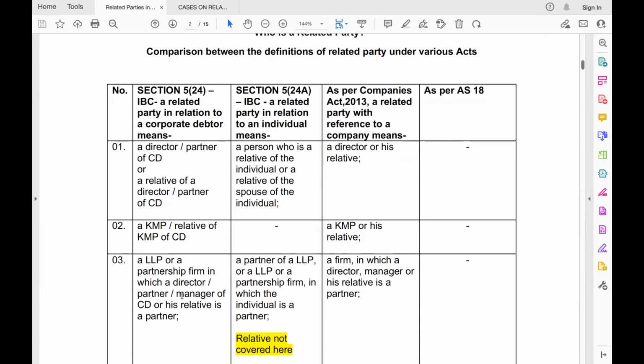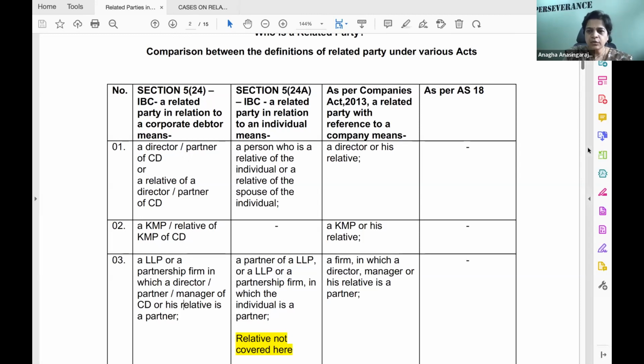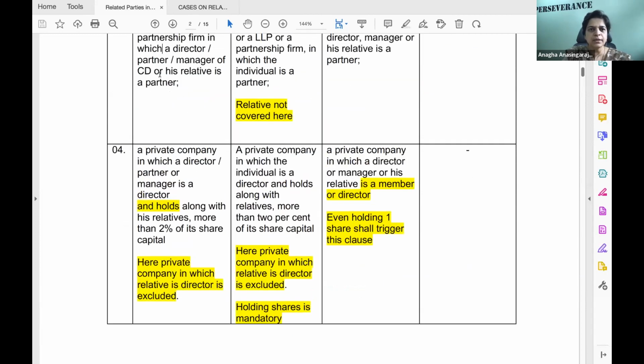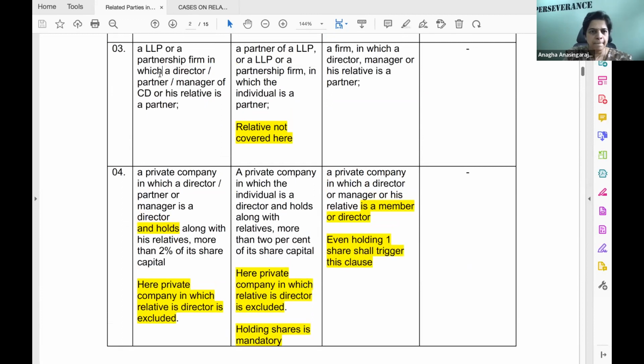Madam, KMP, do you have a definition? The KMP is not defined in the Code. The IBC does not define the term KMP, but as we understand, KMP means key managerial personnel, which is defined in the Companies Act. Under Section 203 of the Companies Act, the KMP would include the CEO, CFO, the managing director, and the company secretary.